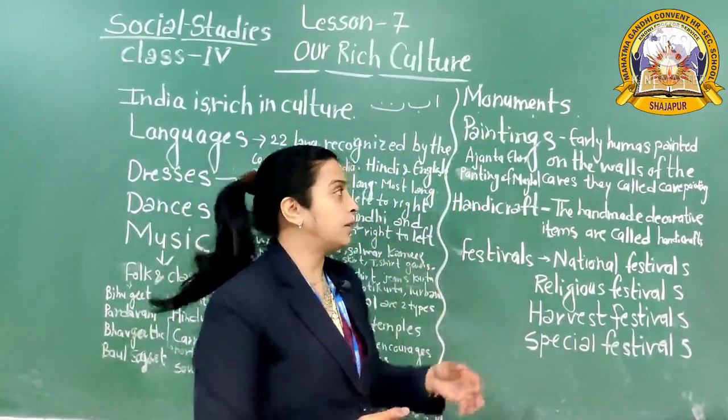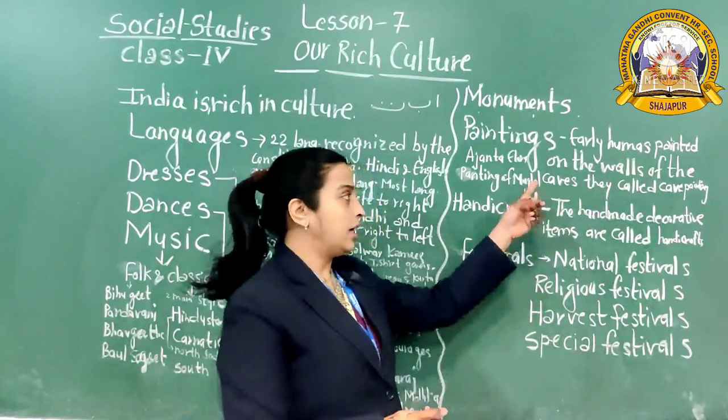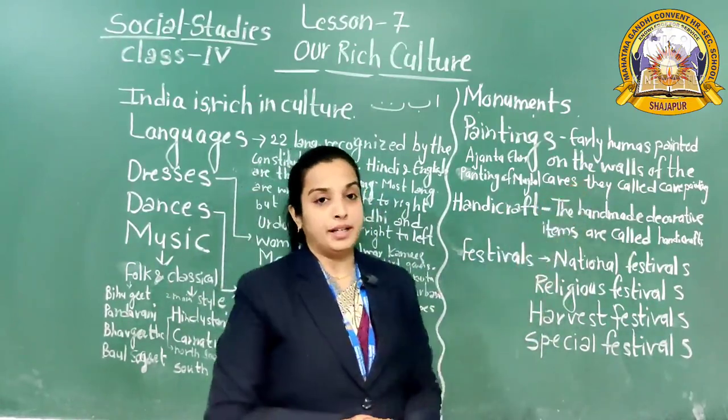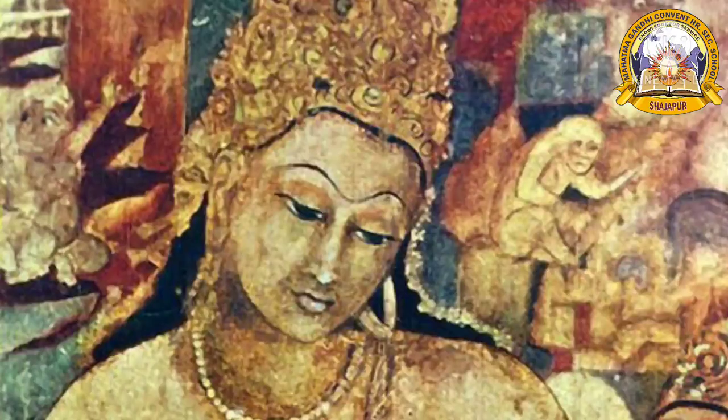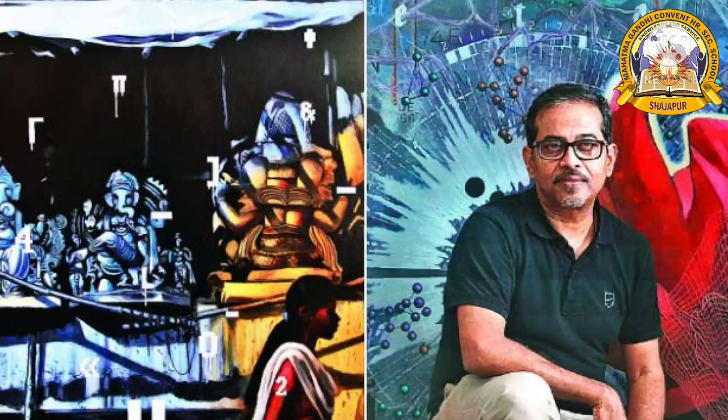Next part of our rich culture is paintings. Do you know early humans painted on the walls of the caves? They are called cave paintings. Early human kahan par painting karte the? Guphaon, caves ki wall pe. The examples of such paintings are in Ajanta, Ellora and Bhimbetka. And the painting of Mughals is also very famous, known as miniature painting. In this painting, the painters paint scenes of everyday life. Paresh Maity, Anjolie Ela Menon, and Bajju Shyam are some modern painters of India.